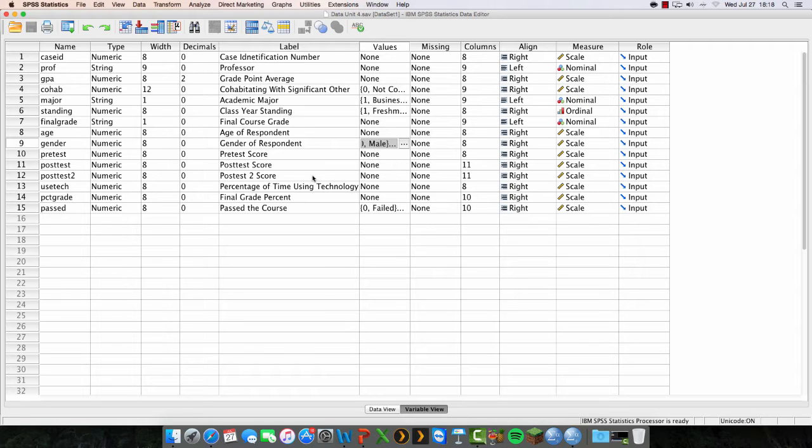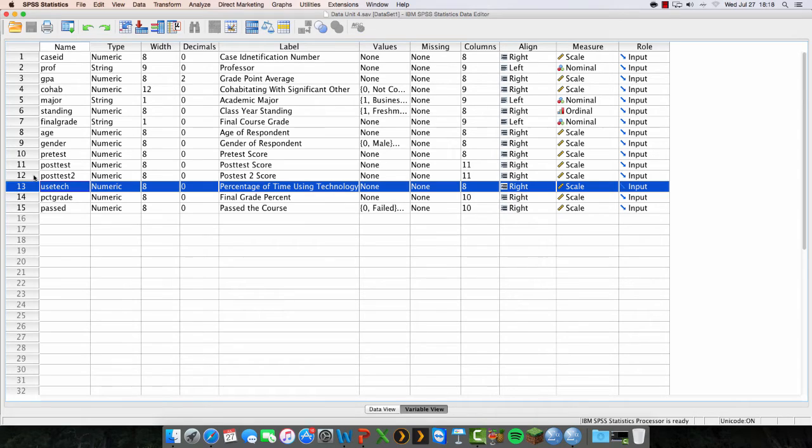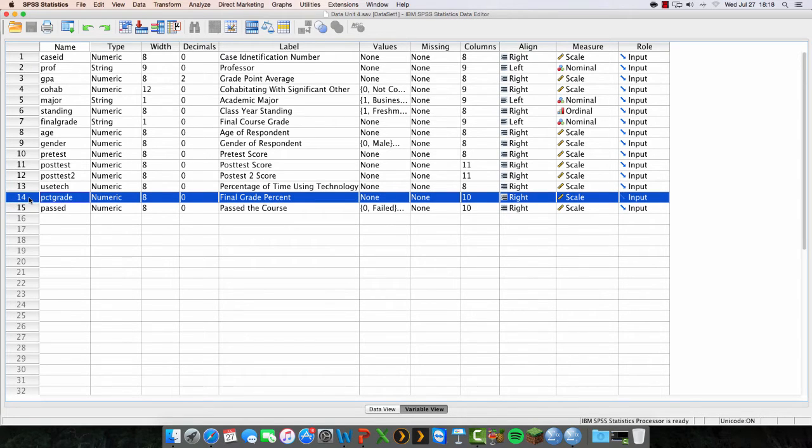And those are all percentages. We have a variable in there that asks about their use of technology and what percentage of their waking hours they estimate they use technology, whether it's Facebook, email, watching Netflix, whatever. And then their final grade is a percentage.